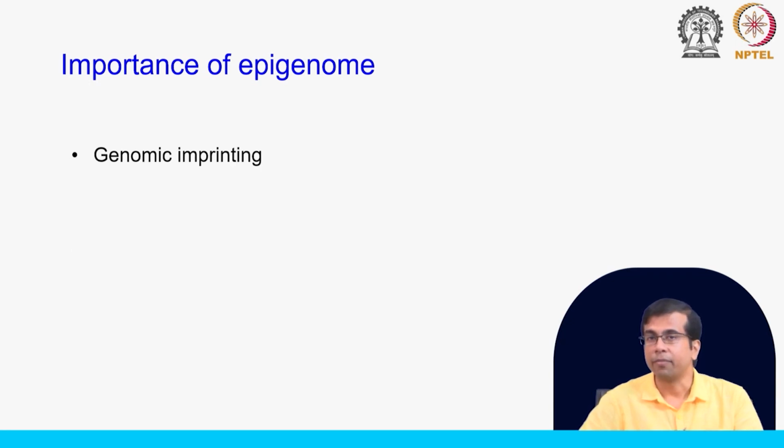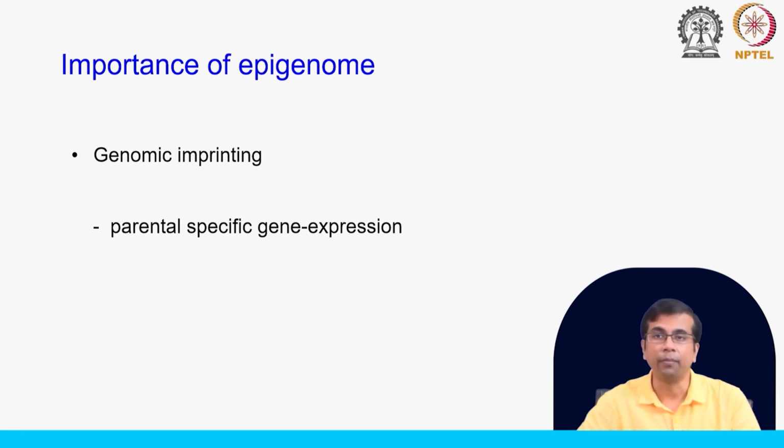You can have something called genomic imprinting. Again, this is through epigenetic modification. Genomic imprinting refers to parental specific gene expression. This is relevant for diploid organisms like us, where you have two copies, one copy inherited from the mother, one copy inherited from the father. What happens in genomic imprinting is that only one copy would be expressed. Out of these two copies, only one copy would be expressed.